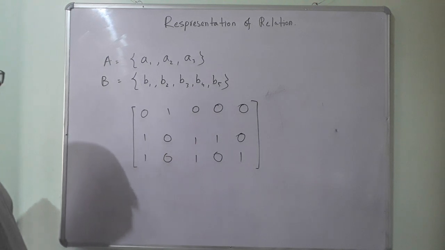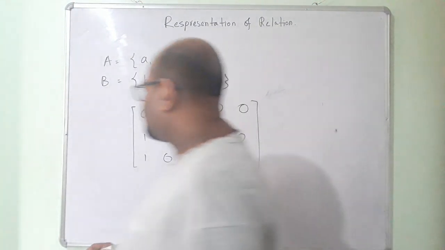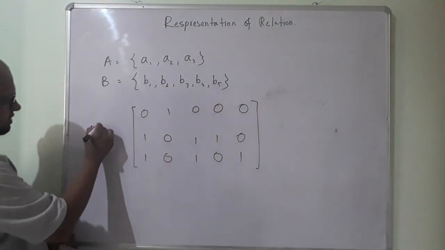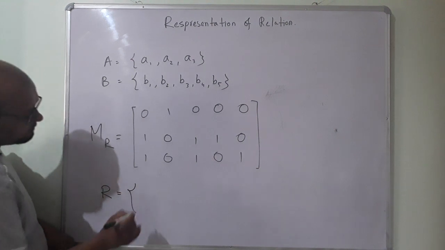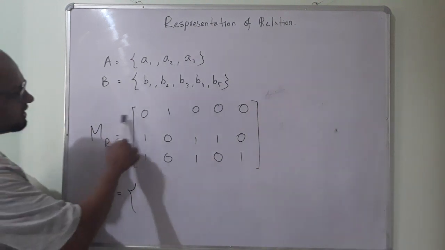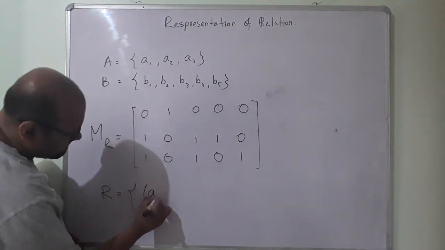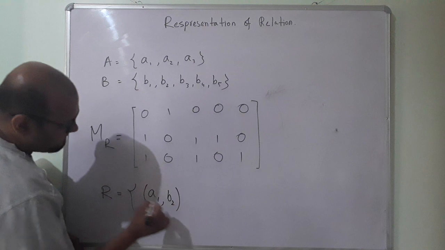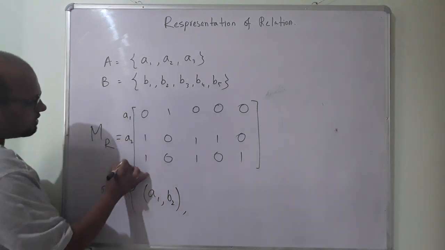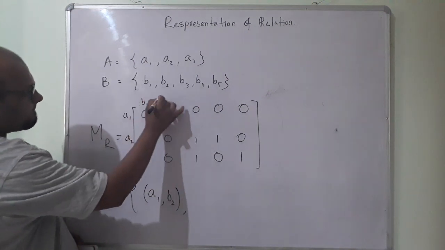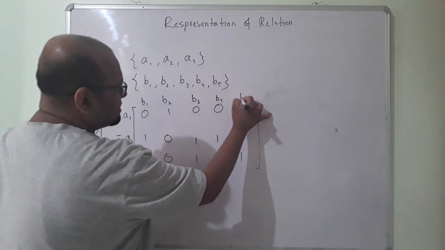So what are all the ordered pairs that are in the relation? This is the question, so let us try to find out. This is the matrix for representing relation R. So R will contain what? It contains A1, B2. If you have confusion regarding what these are, then you can write it down, but write it in rough. Don't write it in your answer.